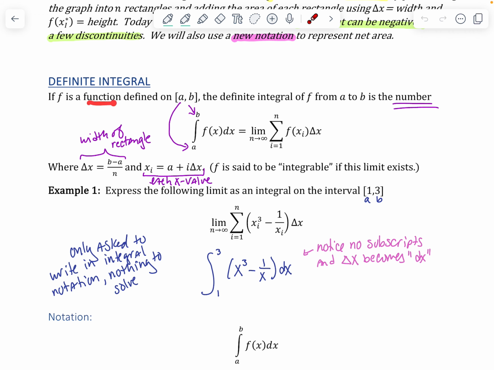So f needs to be a function that is defined on some closed interval from a to b, so we don't necessarily have a discontinuity yet. And what we'll do is look at this function from starting point a to ending point b, and when we evaluate the definite integral, we're going to end up with a number.